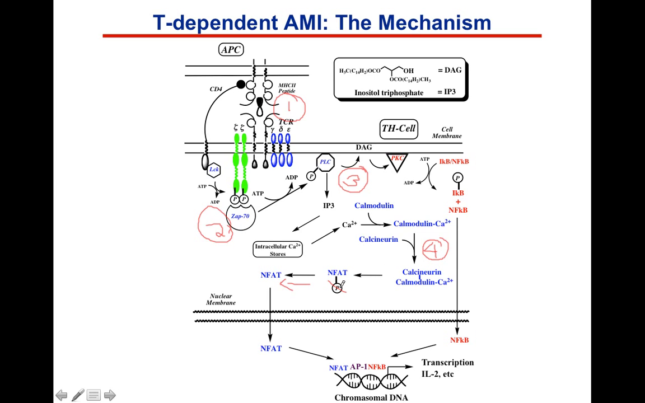And step 5 then is activation of NFAT, so that now it can go into the nucleus and bind to the DNA. Step 6 is protein kinase C inactivating the inhibitor by phosphorylation. And then step 7 is the NF-kappa B moving into the nucleus and leading to transcription.